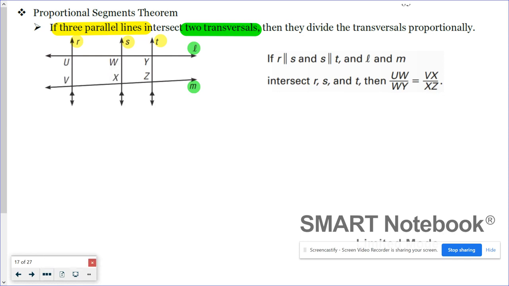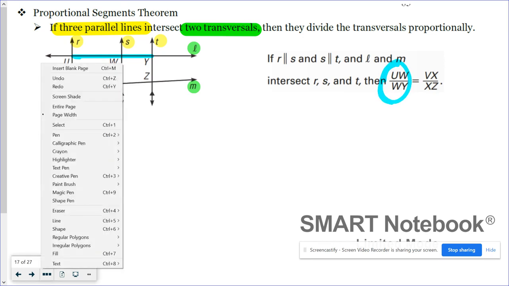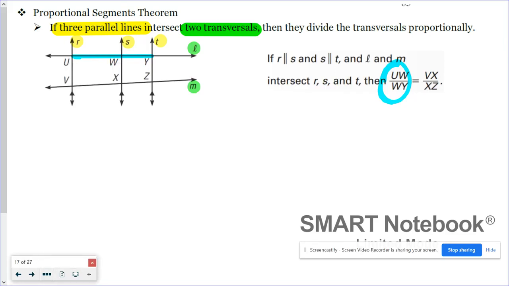Okay. So taking a look at L, it's been split. Those three parallel lines created these two segments. One of them is UW, the other one is WY. And so notice that UW and WY create one of your two ratios. And then the other segment, VZ, has been split into two. So you have VX and you have XD, and that's where you're getting the other ratio from.